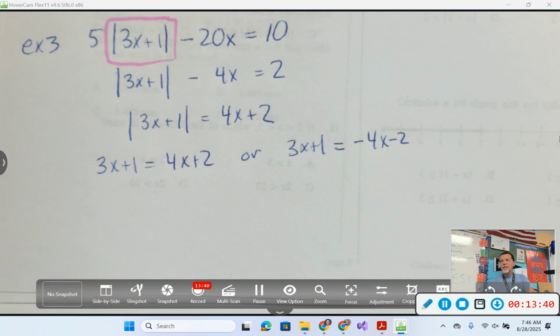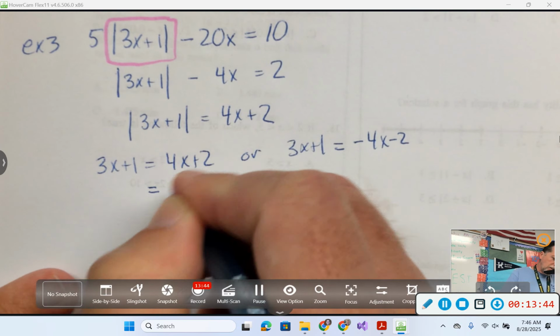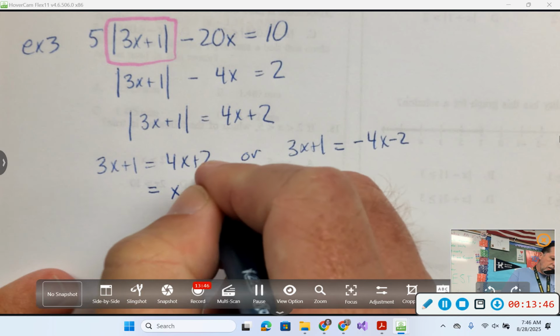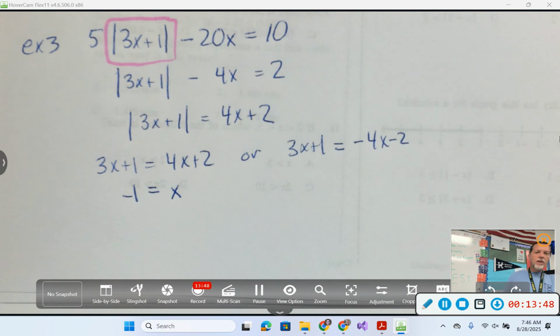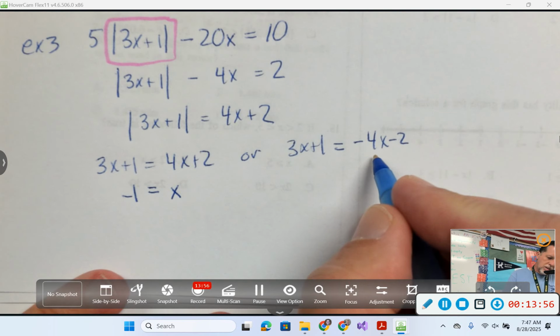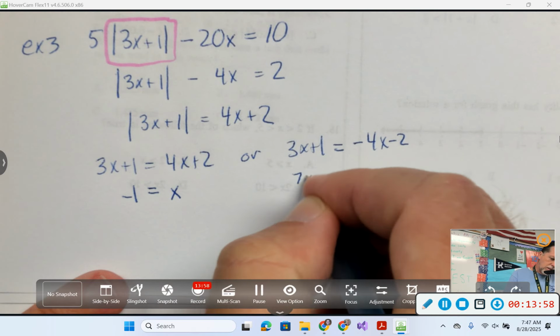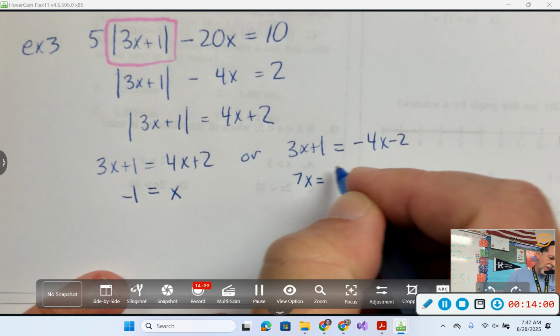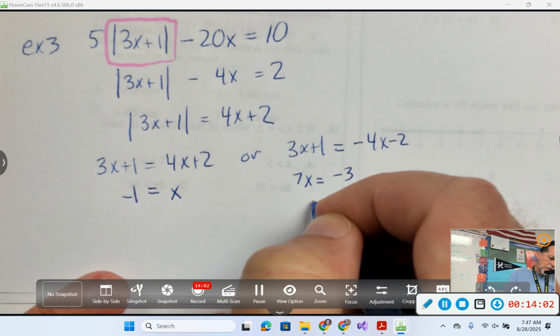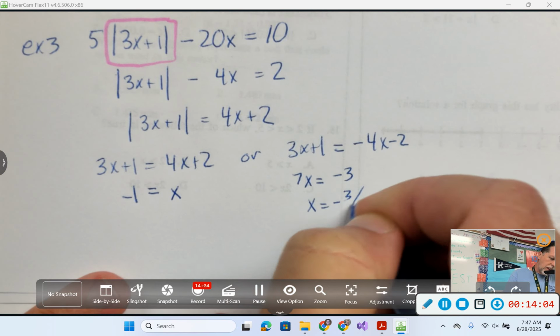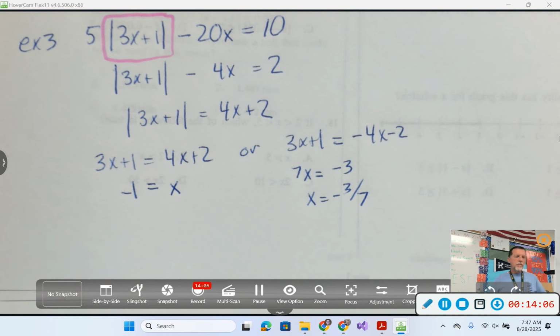So we isolate and then split, and now we've got two Algebra 1 level equations to solve. So x equals negative 1. Right, subtract 3x from both sides, subtract the 2 from both sides. This one, not quite as easy. 7x equals negative 3. So x equals negative 3/7.